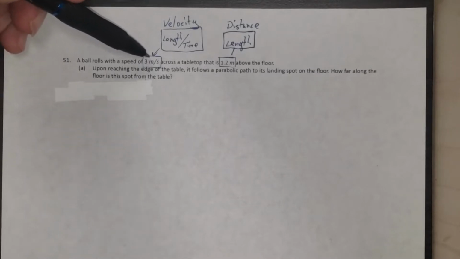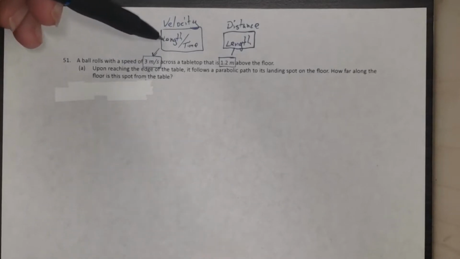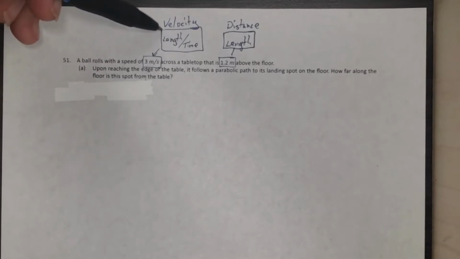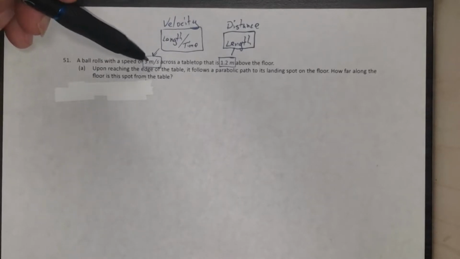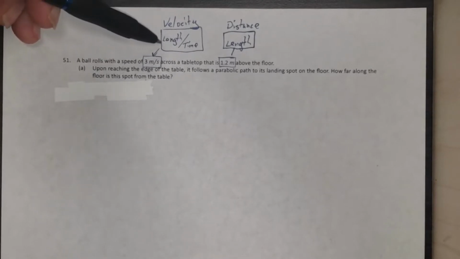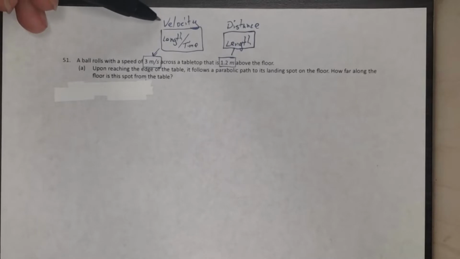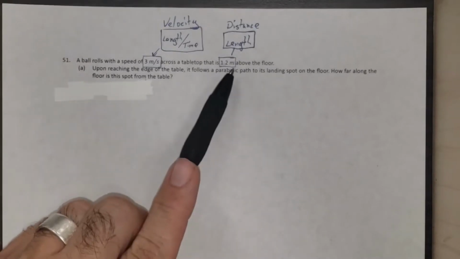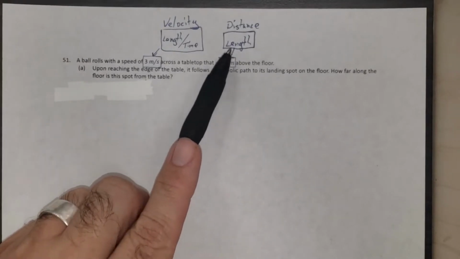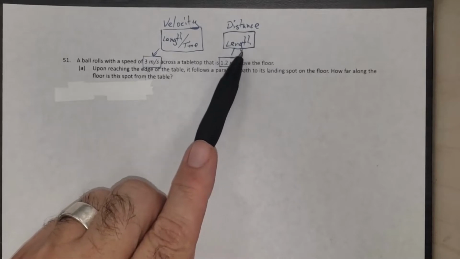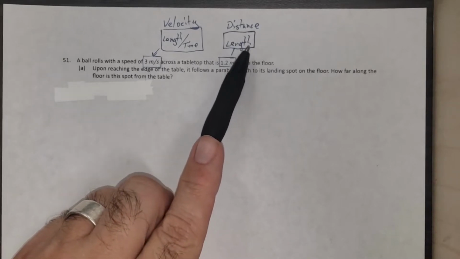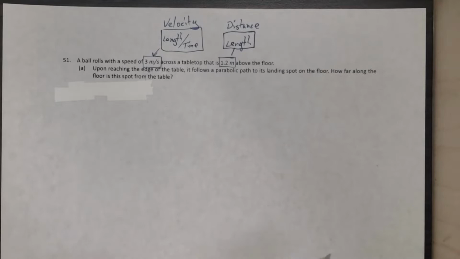Now with this, meters per second is a length over time. That will tell us that this has to be a velocity. Anytime you have length over time, so meters per second, miles per hour, that will always be a velocity. With this number, 1.2 meters, that is a length. Anytime you just have length as the unit, that guarantees it will be a distance.